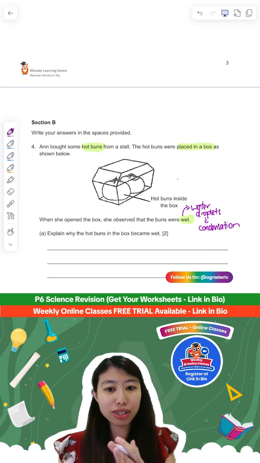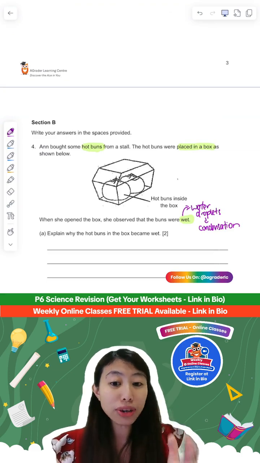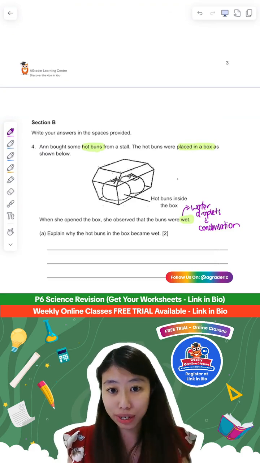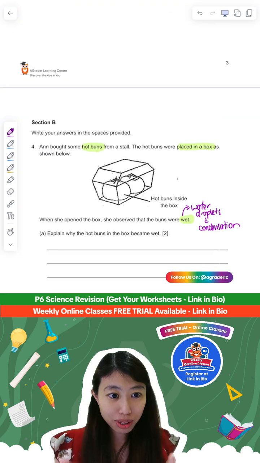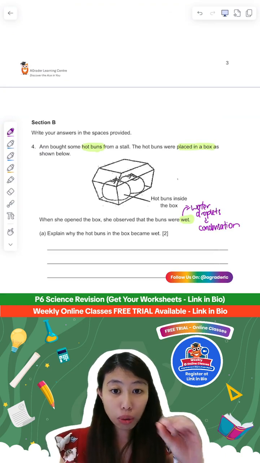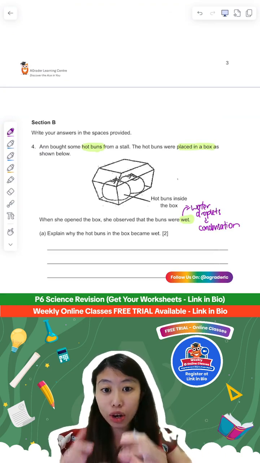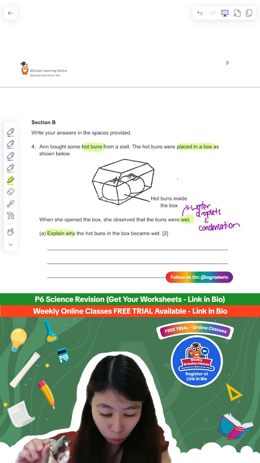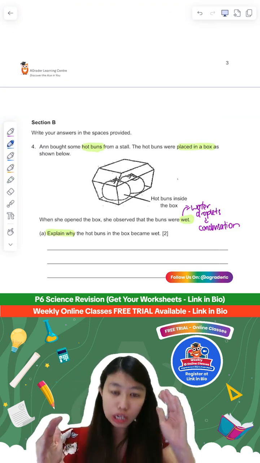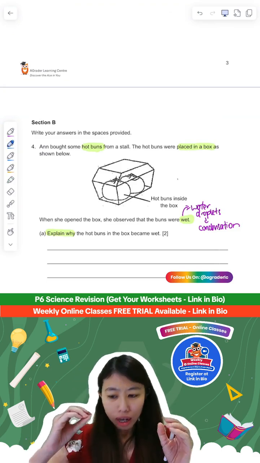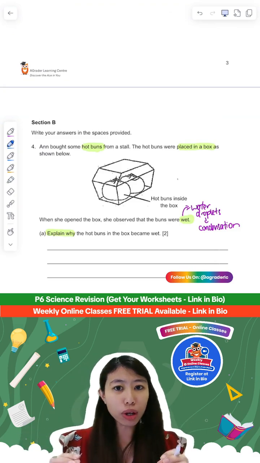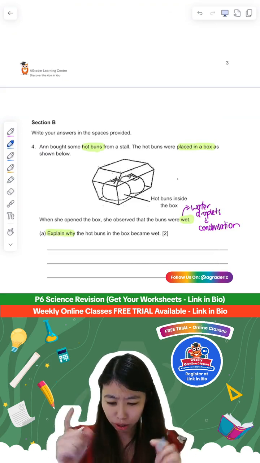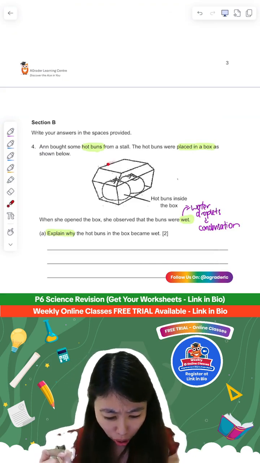So now, why is there condensation? Condensation will only occur if there is water vapor and if there is a cooler surface. Okay, explain why the bun became wet. Let me highlight this important thing. A lot of students like to start from water evaporated. Now, can you tell me, in this question, if you look carefully, is there water or not?